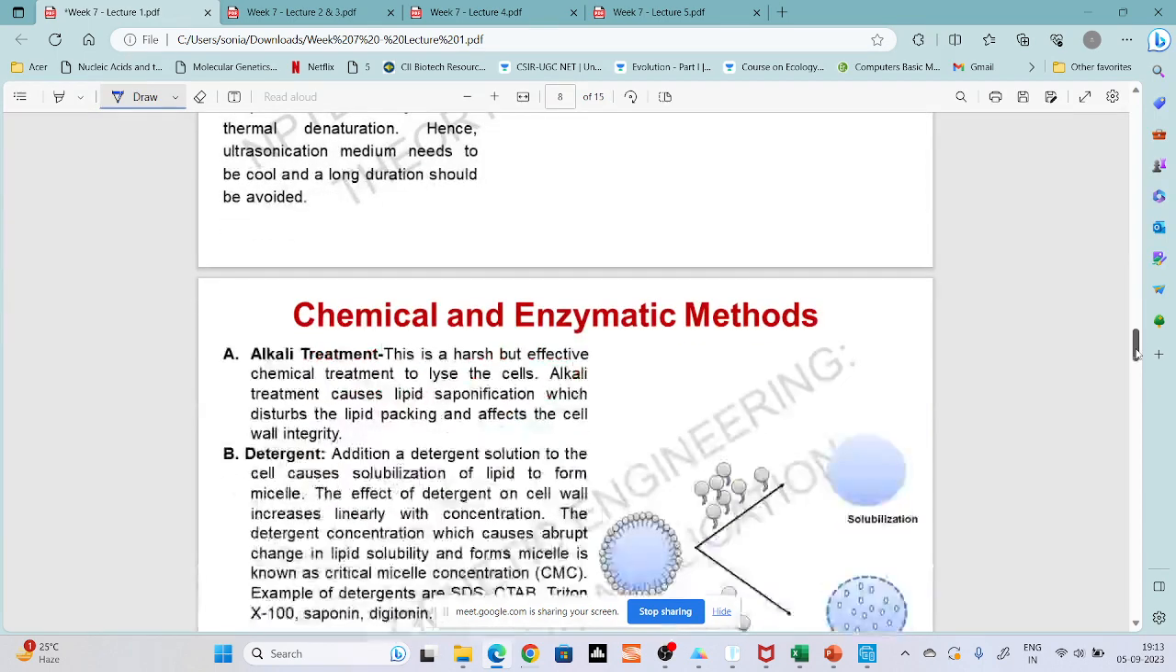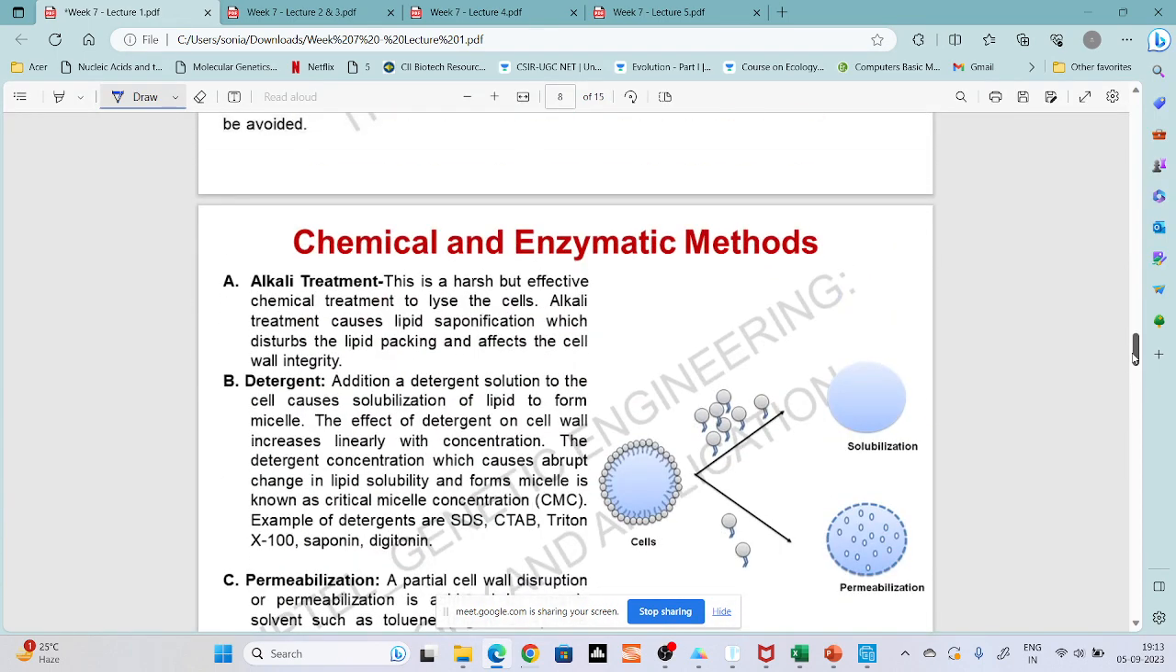That is your sonication. And then you have so many chemical and enzymatic methods, such as alkali treatment you can give.